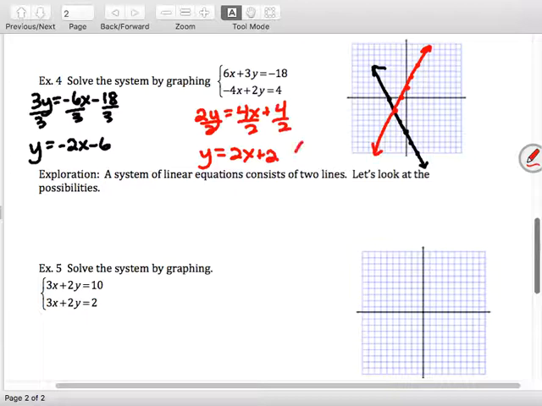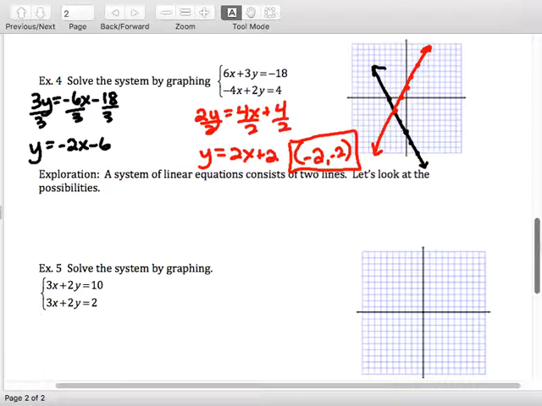Where did it intersect? Anybody got it? Julia, what'd you get? Yeah, negative 2, negative 2. And you can always check it in the equations. All right, questions on those two?